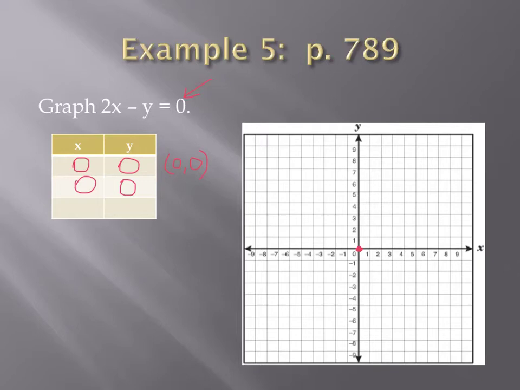So let's see, I can pick any point that I want, so I'll pick 5 for x. So 2 times 5 is 10, minus y equals 0. Subtract 10 from both sides. Negative y equals negative 10. Divide by negative 1. So y equals positive 10. So I'll go 5, 10. So this is my line.